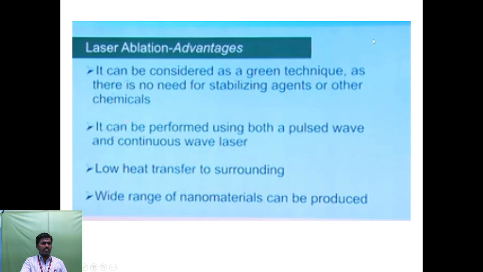Some advantages of laser ablation: it can be considered a green technique, as there is no need for stabilizing agents or other chemicals. It can be performed using both pulsed wave and continuous wave lasers. There is low heat transfer to the surroundings, and a wide range of nanomaterials can be produced.